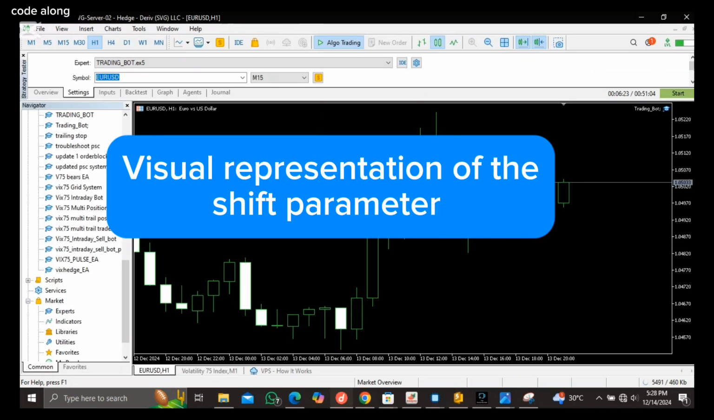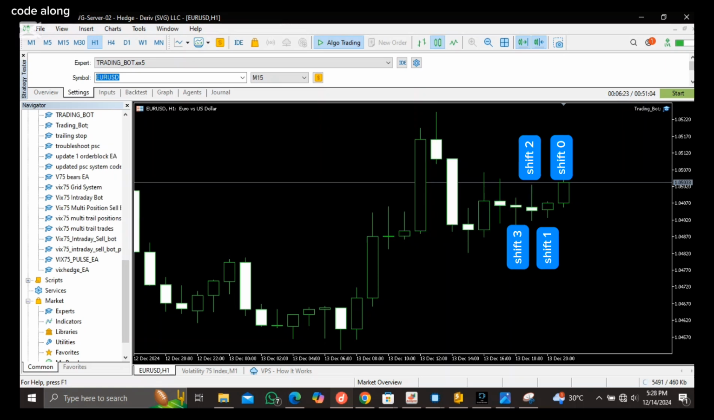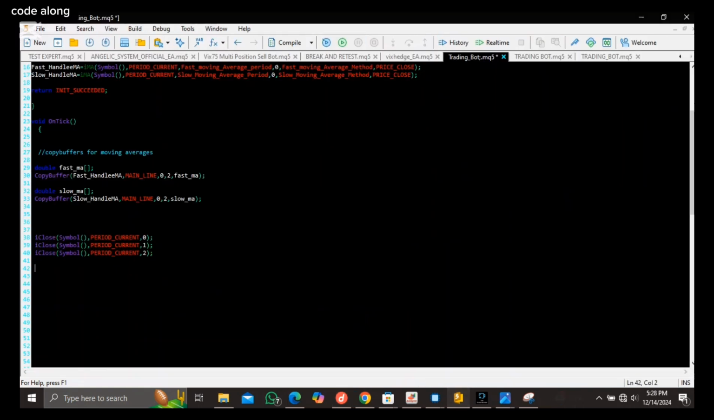Visual representation of the shift parameter. As you can see, each time we increase the shift value, we move one candle further back in time. Great, so now that we understand the shift parameter, we'll focus mainly on shifts 1 and 2, since the bullish and bearish engulfing candlestick patterns are formed by 2 candlesticks, and we need to detect them as soon as the current candle is forming.